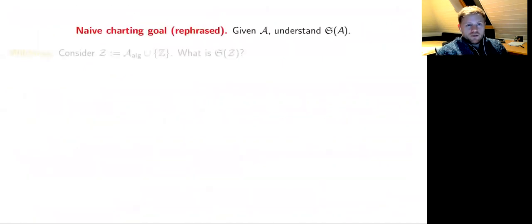So let me rephrase this naive goal of classifying all geometries. If you think of these as structures generated by a collection of sets, then what this means is that given such a collection, you really want to understand the structure it generates. And so you want to be able to compare them and say, given this A, are they the same or not?